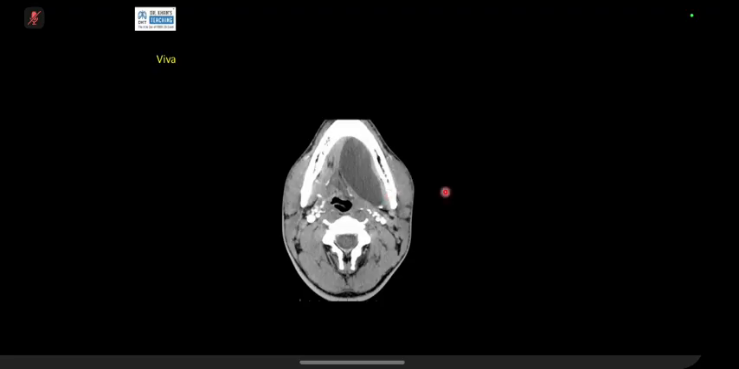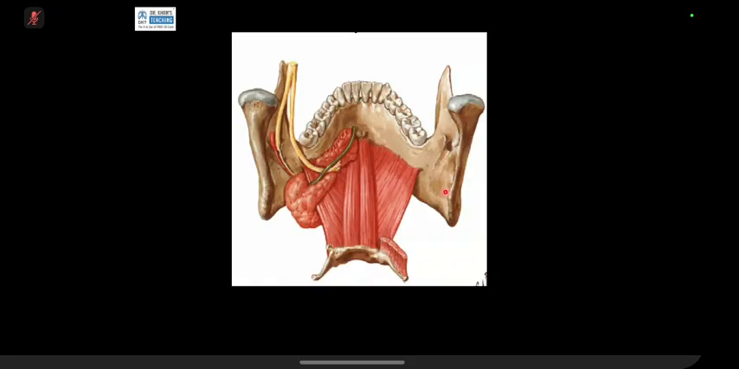Ranula is a retention cyst of the sublingual gland, which sits in the floor of the mouth. There is a retention cyst which sits here. Till the time it sits here, we call it a simple ranula. What happens basically is that it bursts and goes down into the submandibular space. Sometimes there might also be a hole in the mylohyoid through which it goes down. Once it goes down, we call it a plunging ranula or a diving ranula.